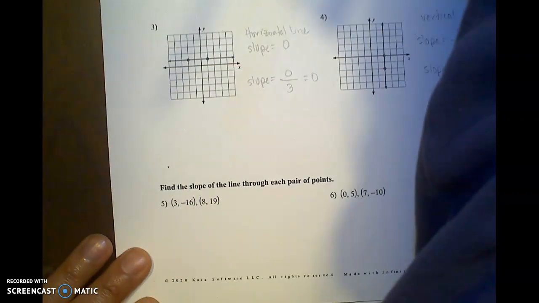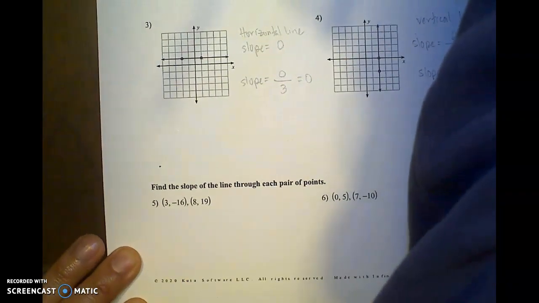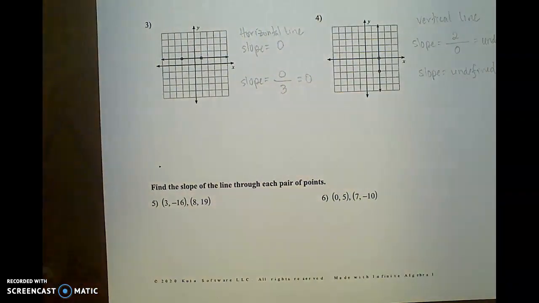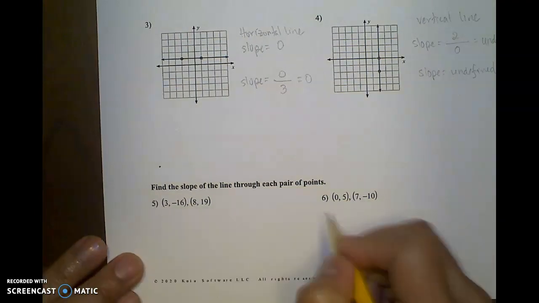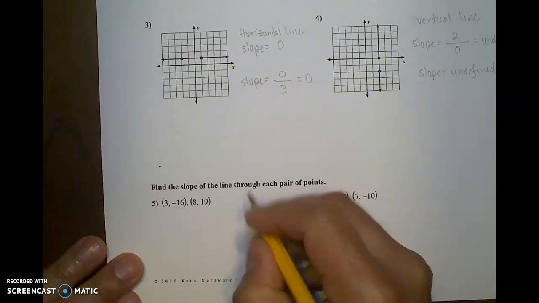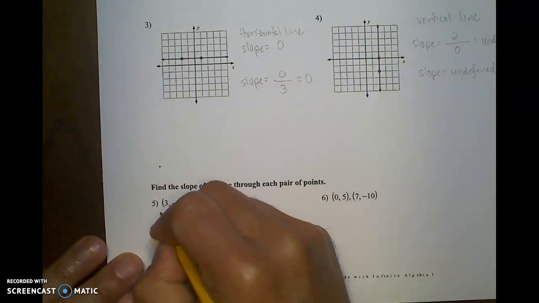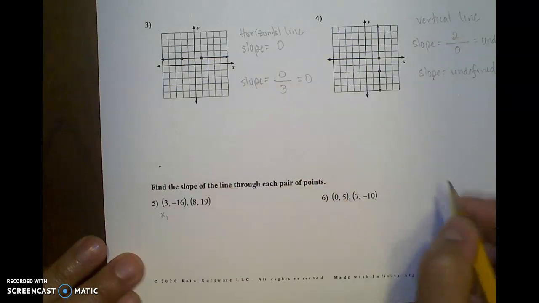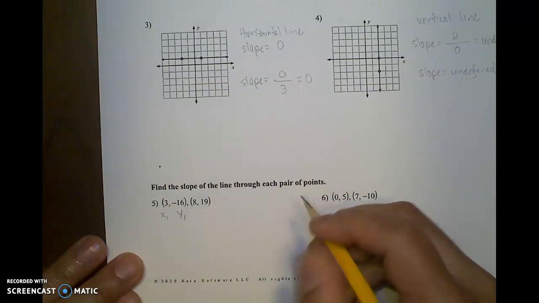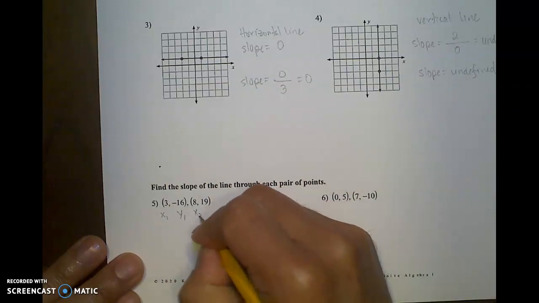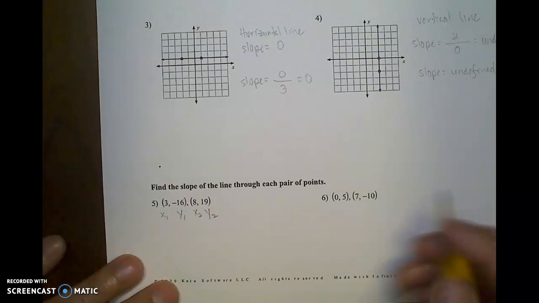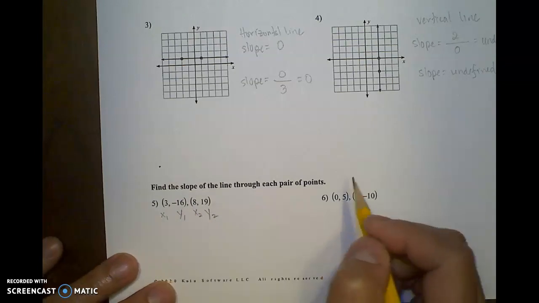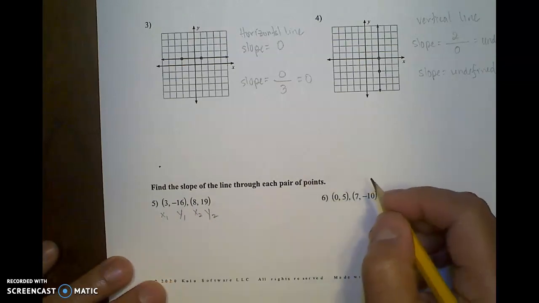Alright, so we're going to finish up this part of the notes with finding the slope given 2 points. Again, they're not graphed, so we are going to first label our ordered pairs. So this is my x1, y1, x2, y2. Again, very similar to what we did for distance, but we are calculating slope, so we're going to use the slope formula.